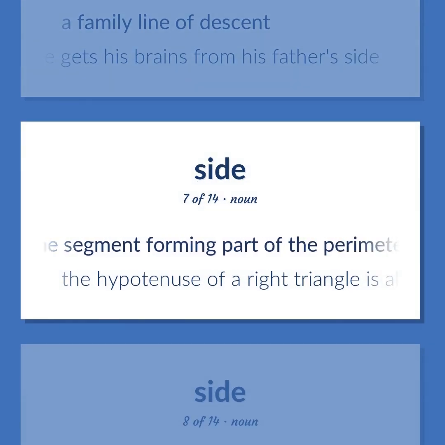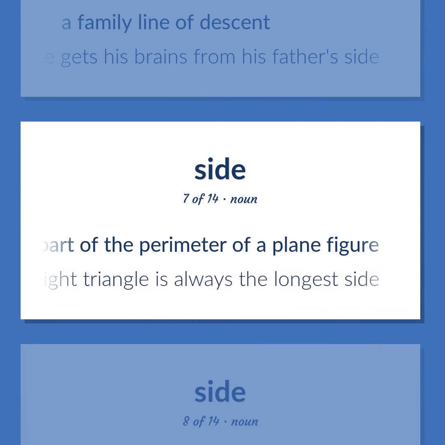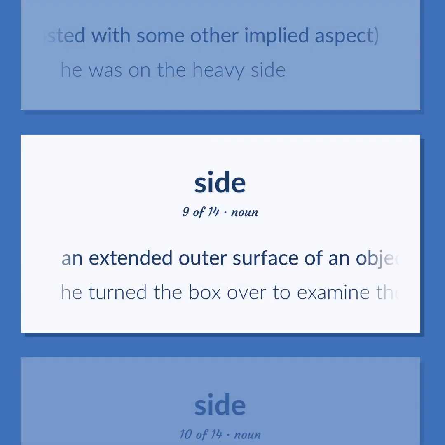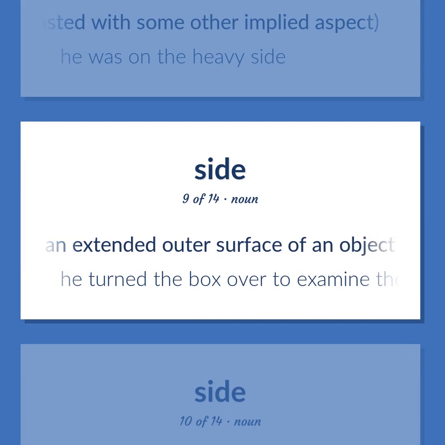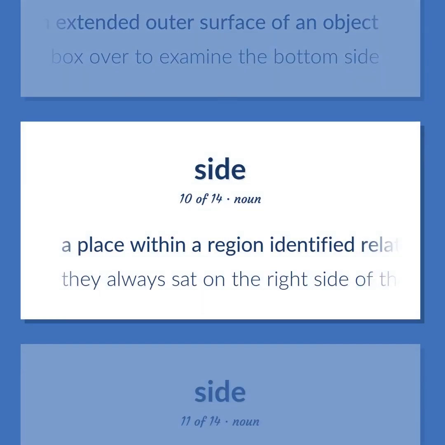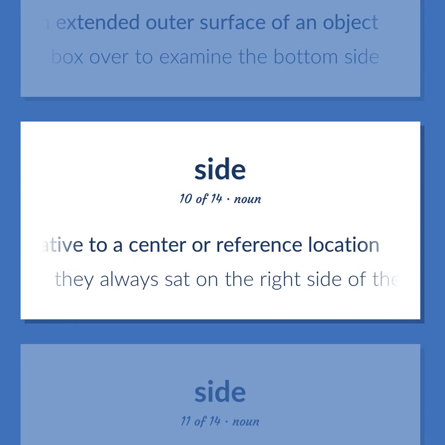A line segment forming part of the perimeter of a plane figure. The hypotenuse of a right triangle is always the longest side. An aspect of something, as contrasted with some other implied aspect. He was on the heavy side. An extended outer surface of an object. He turned the box over to examine the bottom side. A place within a region identified relative to a center or reference location. They always sat on the right side of the church.